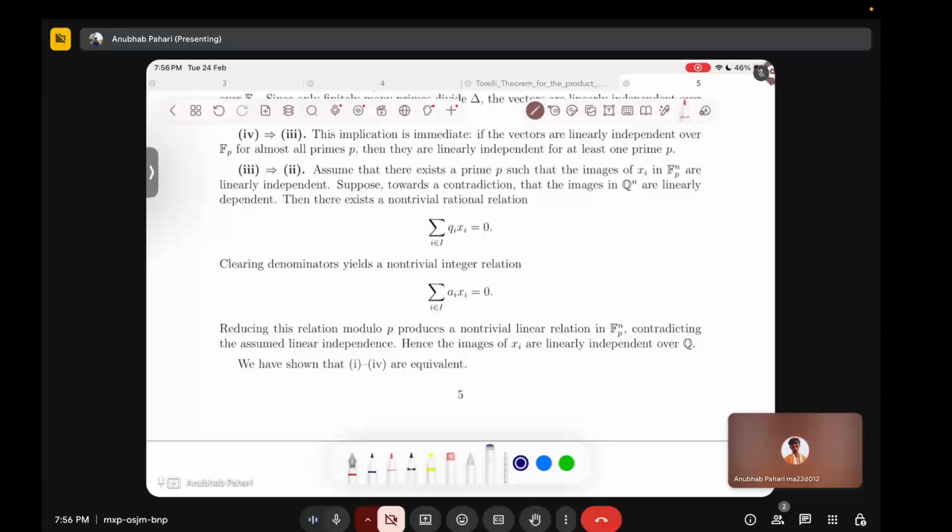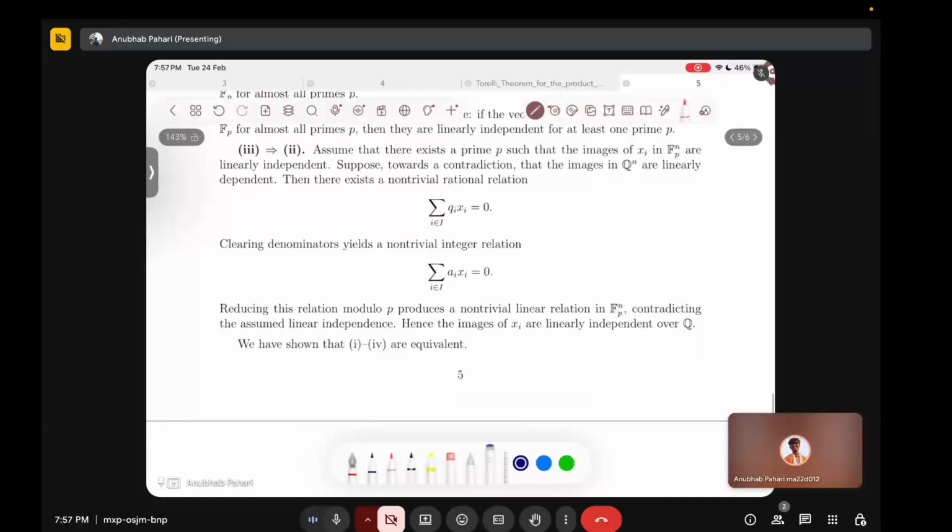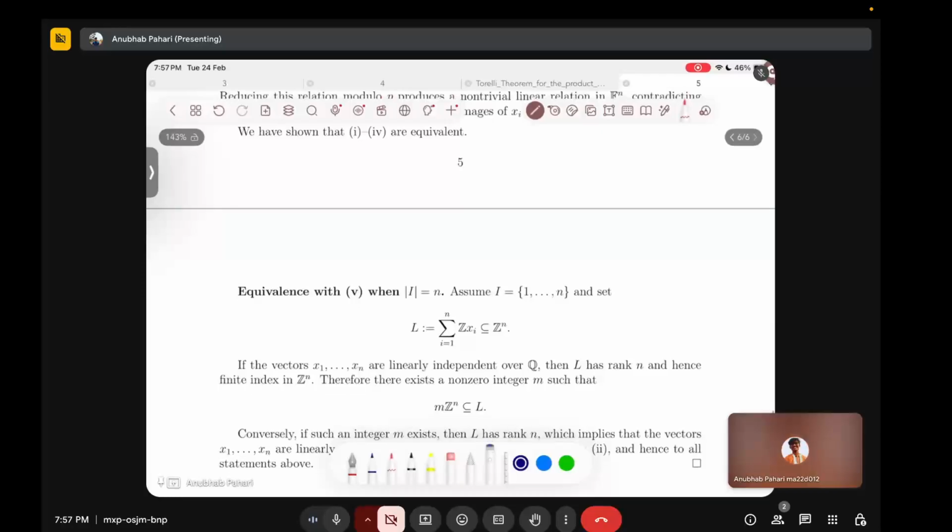From here, if summation of ai xi equals to 0, you can just take out the smallest power of p which divides all of the ai, and then you will see that at least one term has non-zero entry in Fp, right? That is what we are seeing, that would contradict the assumed linear independence over Fp. So yeah, we have shown that 1 to 4 are equivalent.